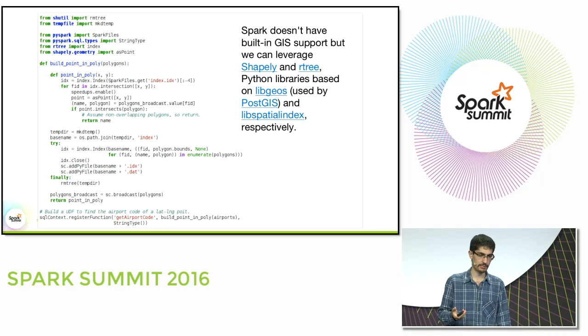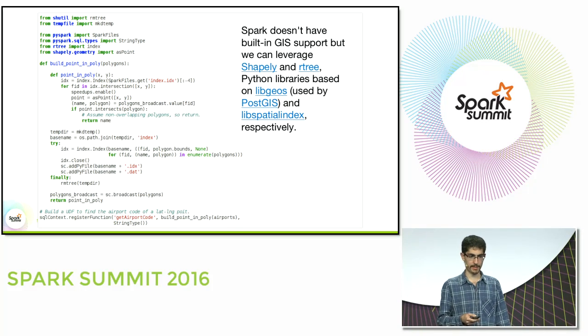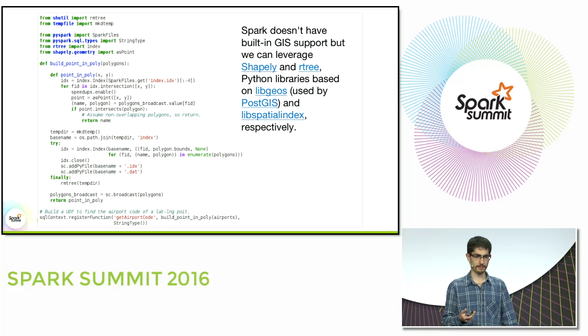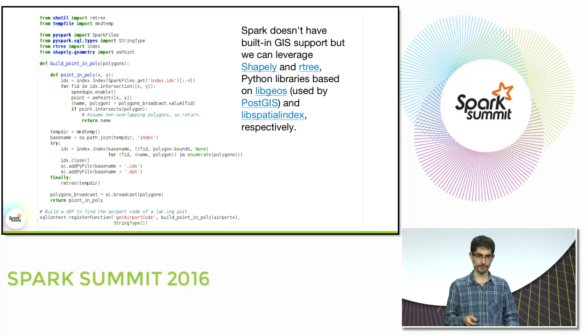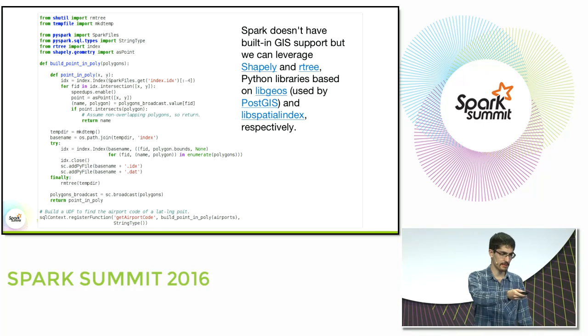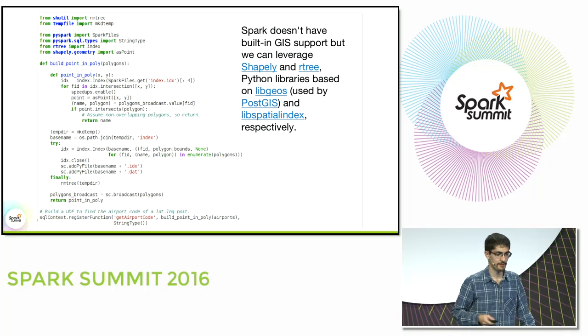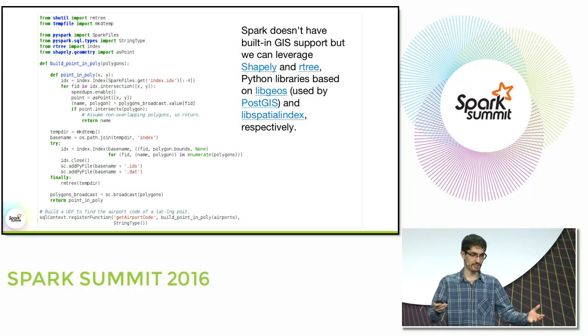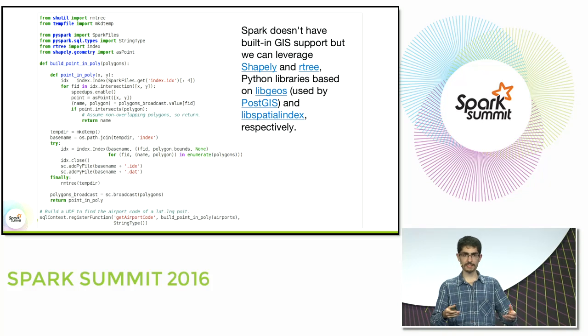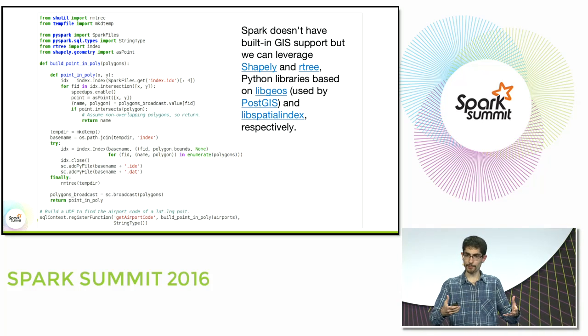These are Python packages, the standard Python libraries. They both wrap libgeos, a C library, which is also used by PostGIS, and libspatialindex, which is not used by PostGIS, but is for an R-tree index. And so you can kind of see here, I don't know if the text is big enough, but basically we're using Spark to send that index to all of the nodes. And that index basically is all of the airports, their polygons, and an R-tree index of them.